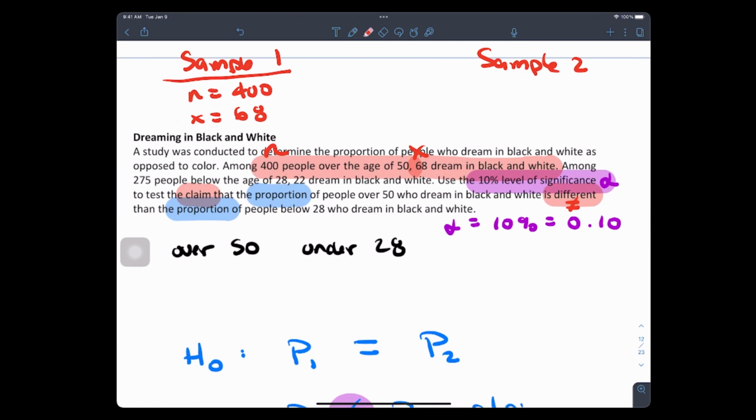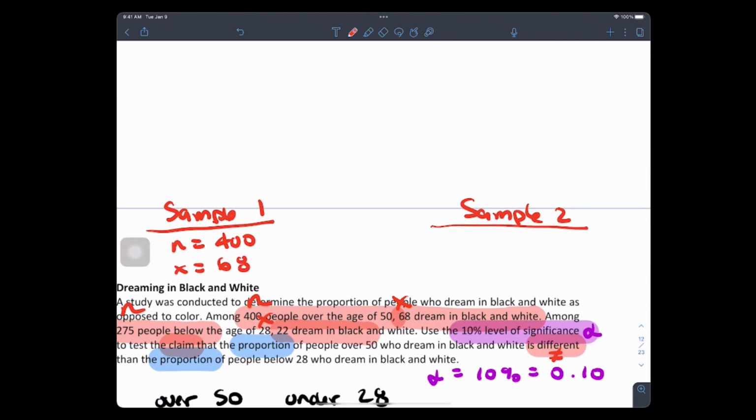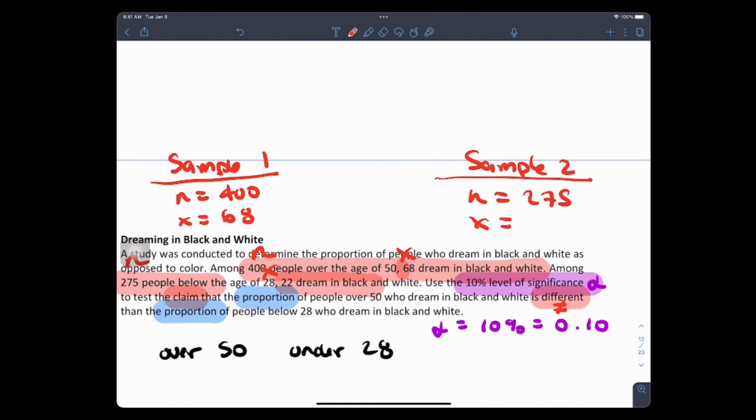Among 275 people below the age of 28, 22 dream in black and white. So N and X. So this is for the young group. Smaller sample size, 275. How many successes? 22, yeah.